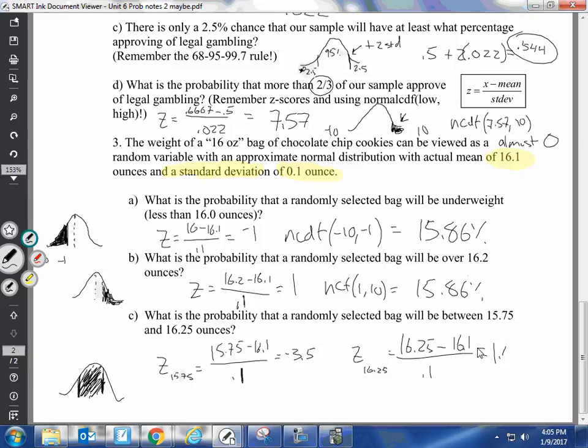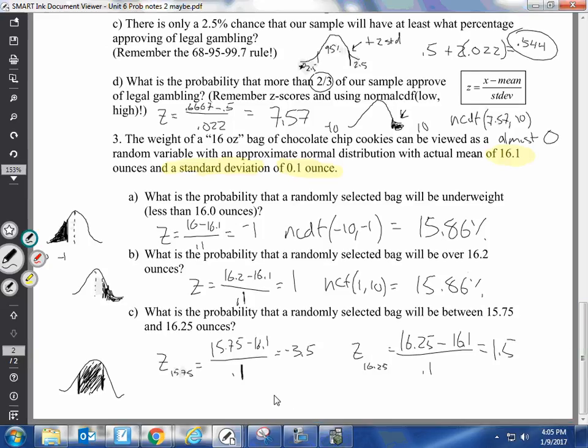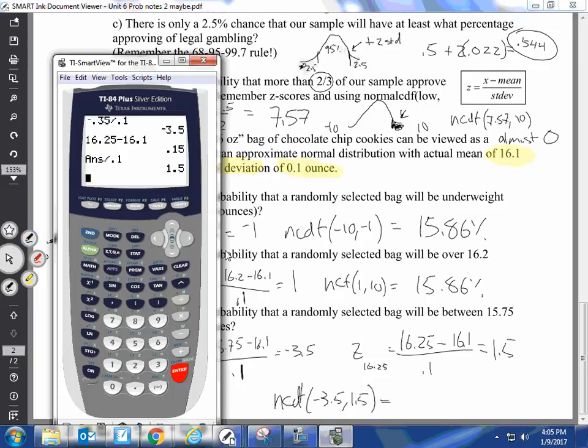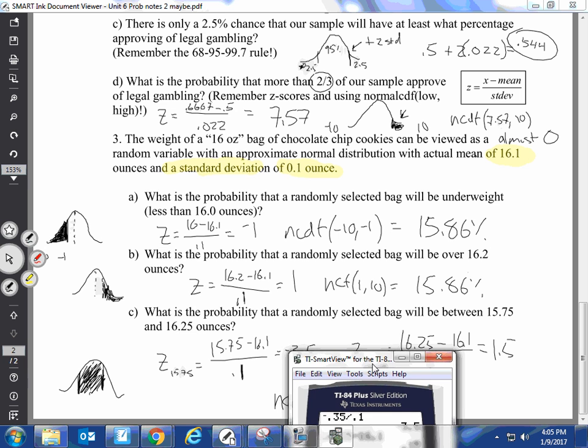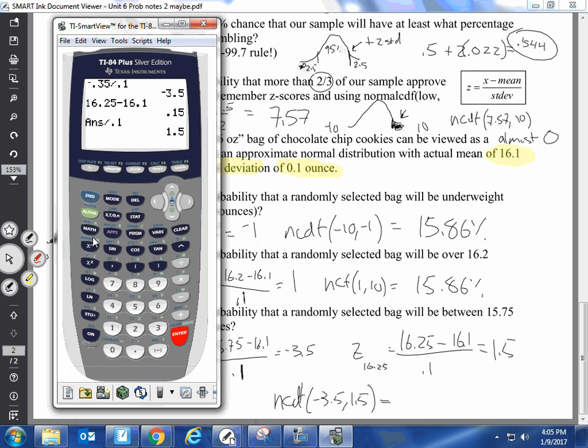Confirmed. And then to find the area between the two, I'm going to go normal CDF, negative 3.5 as my lower, 1.5 as my upper. Should be a very large percentage, which means it's very likely that I'm going to get a bag of chips between 15.75 and 16.25 ounces. Second DISTR, normal CDF, negative 3.5 as my lower, 1.5 as my upper. And I get 93 point, let's just say it's 3.